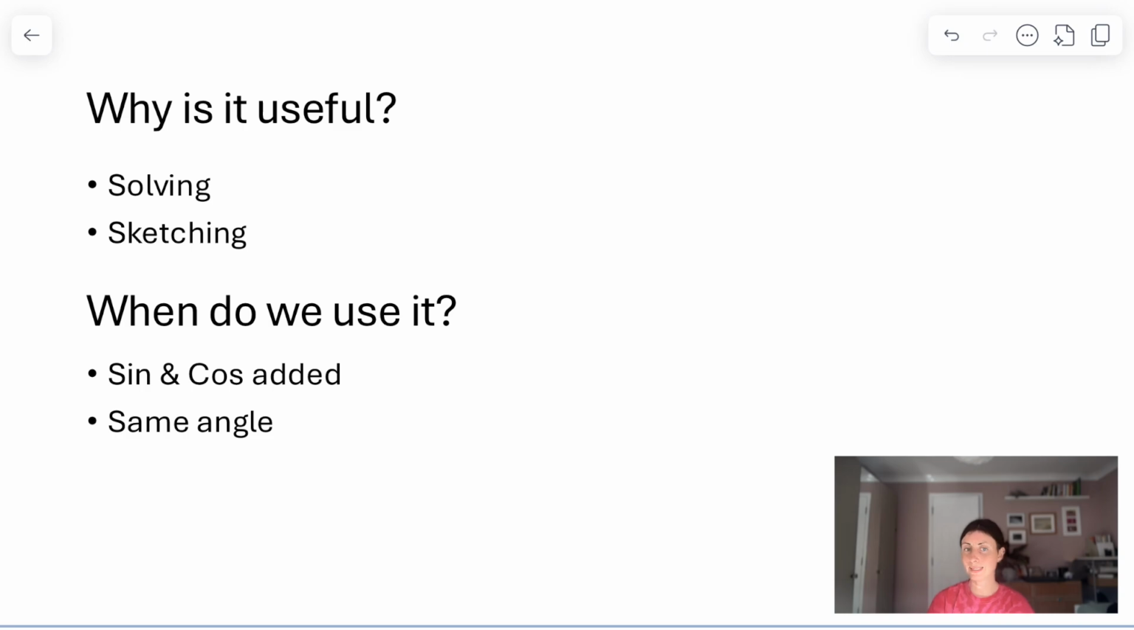And when is it used? When do we spot it? So it's when we have a sine and a cos added together with the same angle. And that angle doesn't have to be a theta, it could be a 2 theta, but it would have to be the same angle.